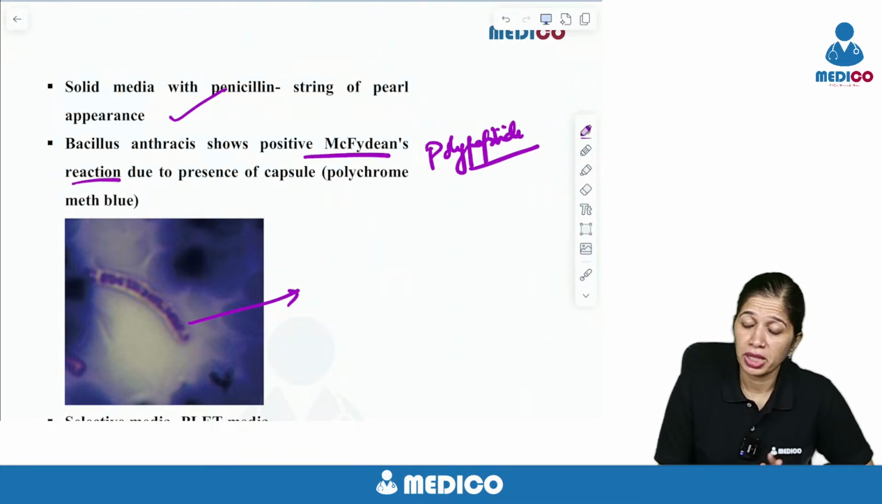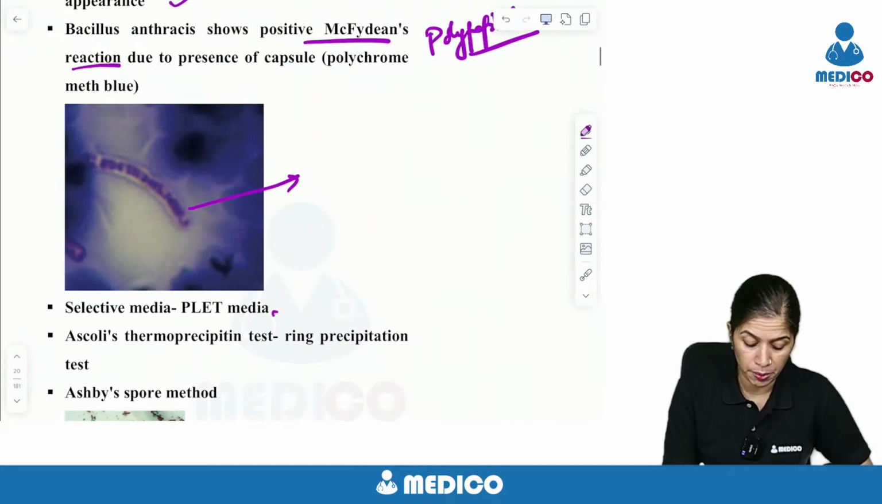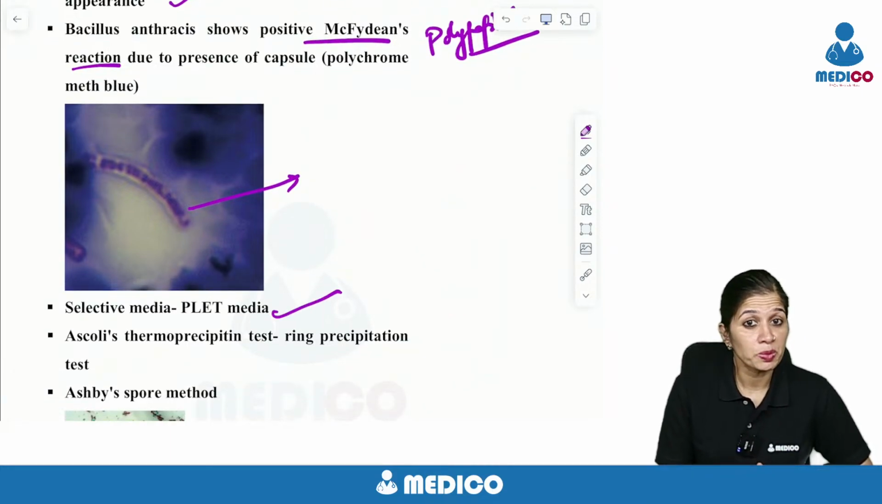Then there are different media. The selective media is called PLET. Then there is a ring precipitation test called Ascoli's thermoprecipitin test, which is again for Bacillus anthracis. You don't have to get into the details of that.